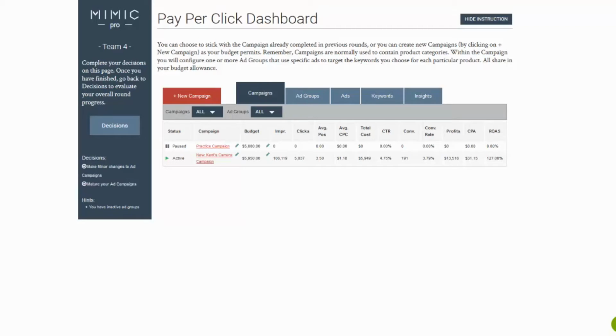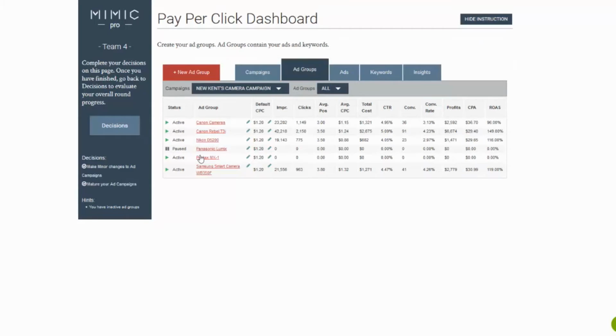And from a high level, we see the student generated $13,000 in profits, spent almost $6,000 to generate that money, so that led to a return on ad spend of 127%, which is decent, but it definitely can be improved. And as we dig in more deeply, you'll see there's some definite low-hanging fruit that we can really improve on. So let's take a look at this campaign.